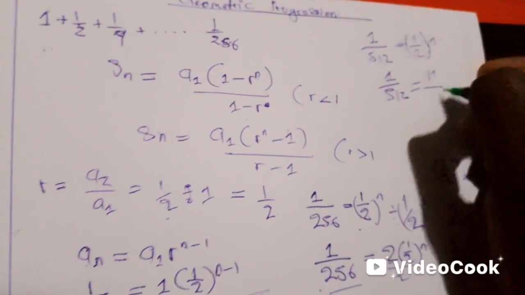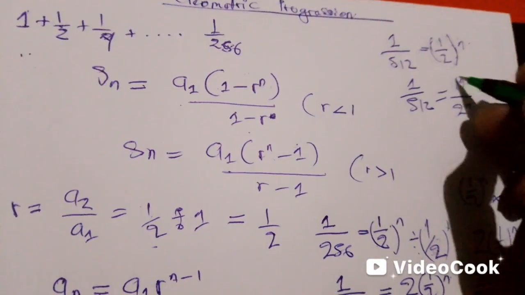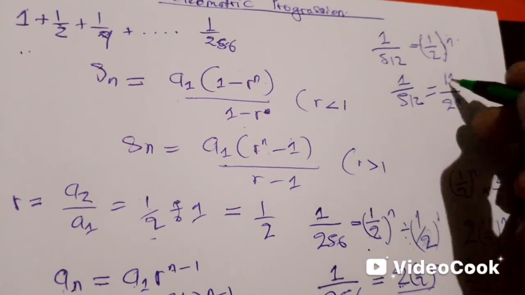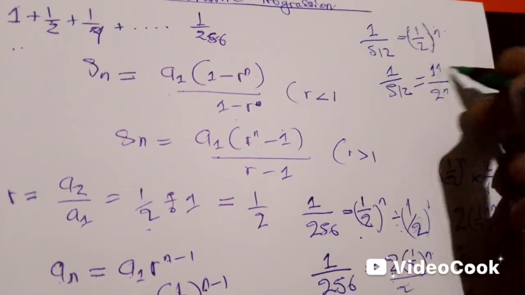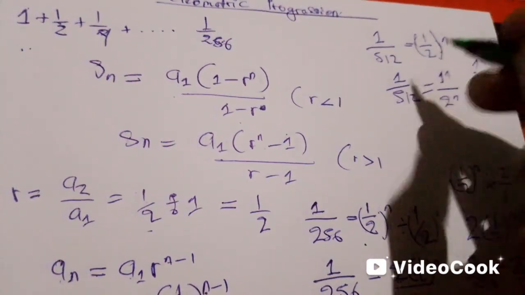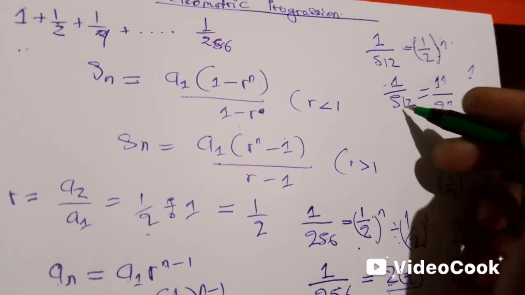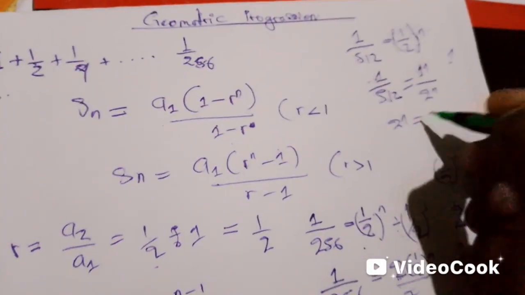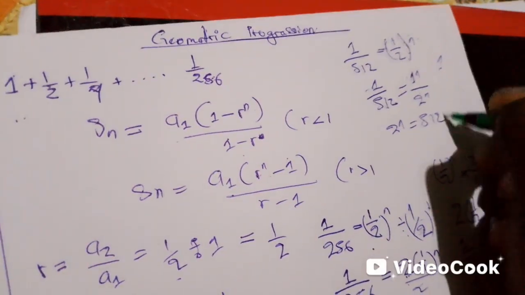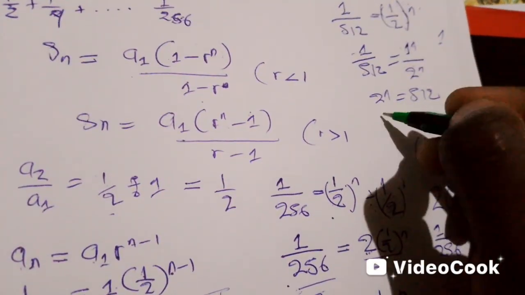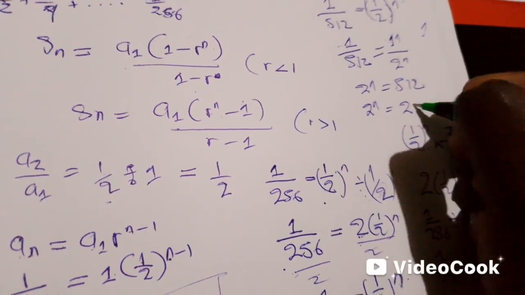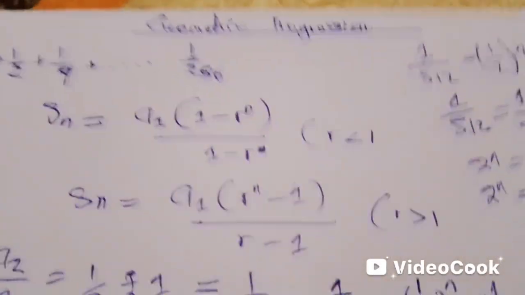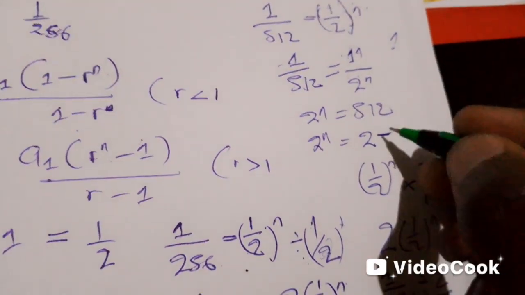1 to the power any number is just 1. So I've dealt with the upper part, remaining the down part, the denominator. So I'm saying that 2 to the n is equal to 512. We can change it by saying 2 to the n is equal to 2 again to the power something. Let's find that power, and that number is definitely 8.